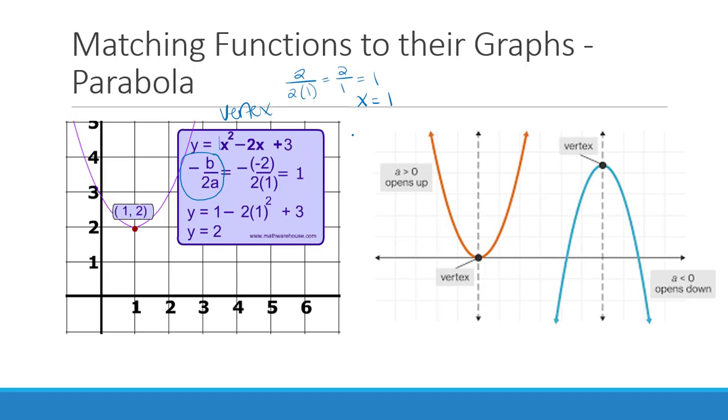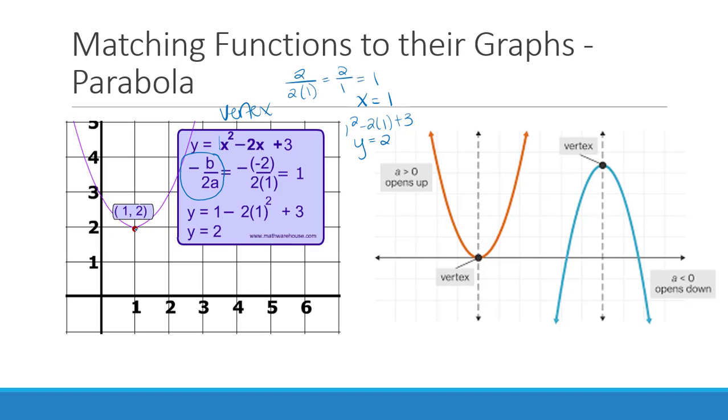So in order to find y, what they're doing down here is they're plugging in 1 for x and doing 1 squared minus 2 times 1 plus 3. And that gives you y is equal to 2 in this case. That will determine whether you have your highest or your lowest point.